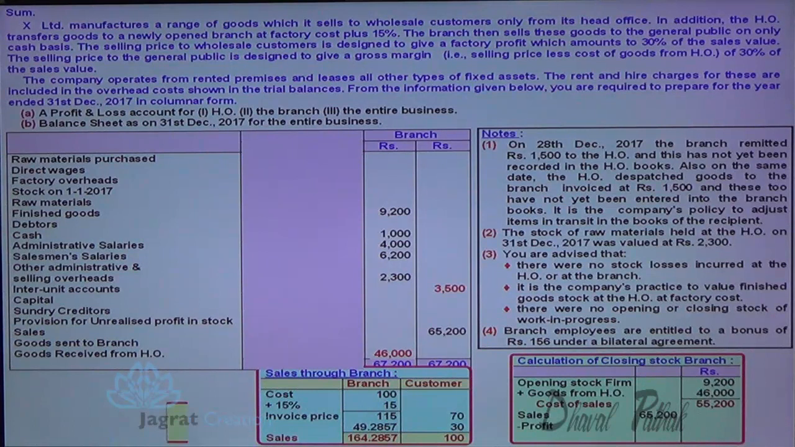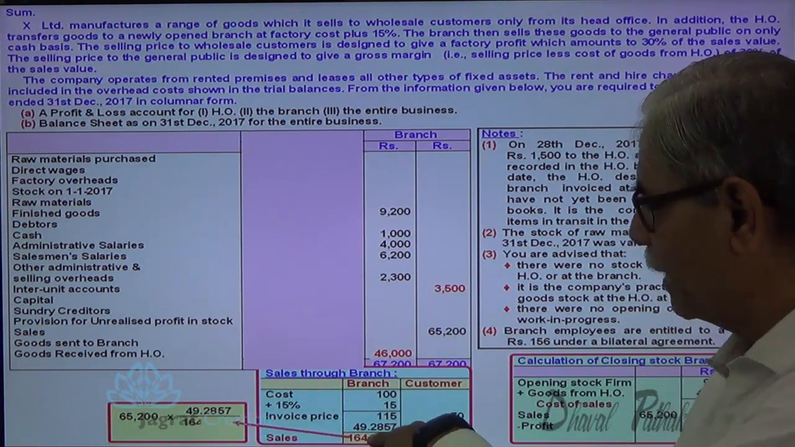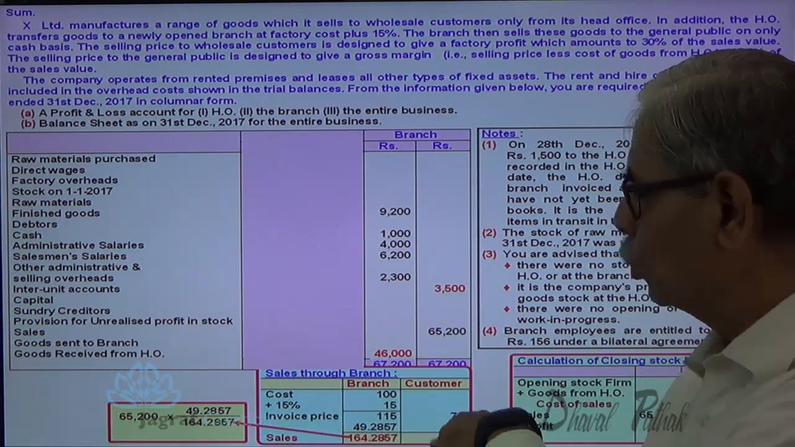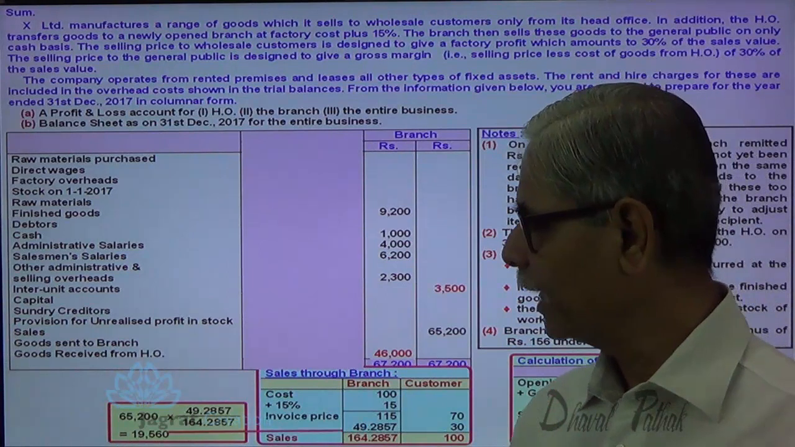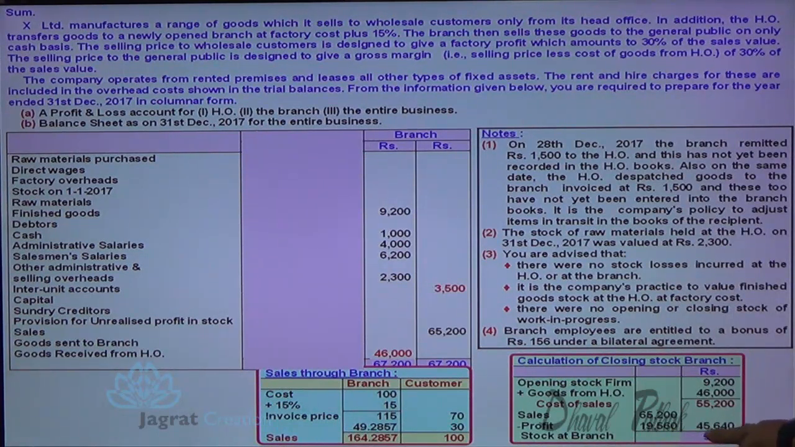So 65,200 multiplied by 49.2857 divided by sales value 164.2857, you will get the profit element, that is 19,560. So 19,560 profit is deducted. So this is the cost of goods sold. So this is the stock at branch. So 9,560 is the stock at branch at an invoice price.